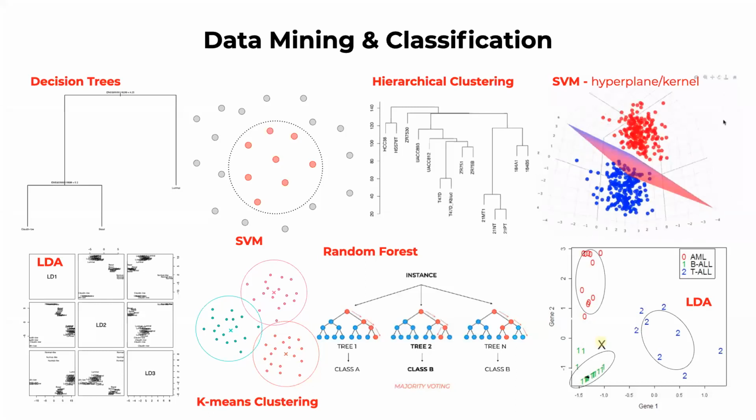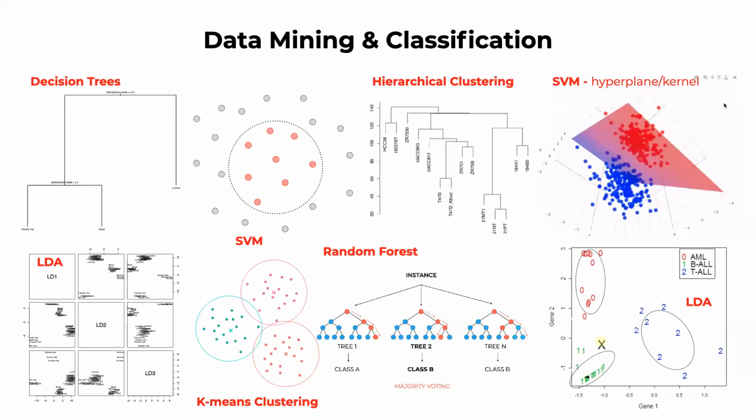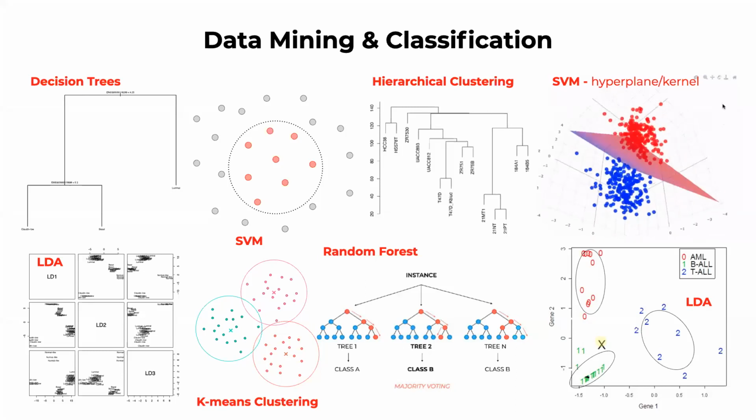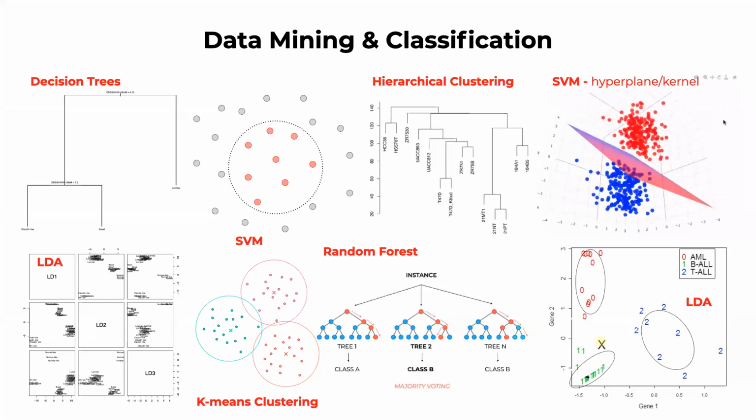So we'll talk about things like decision trees and random forest, linear discriminant analysis, and stepwise LDA. We'll talk about hierarchical clustering and k-means clustering. And we'll talk about the differences and similarities between these different types of methods and how they can be used to gain insights from big data.